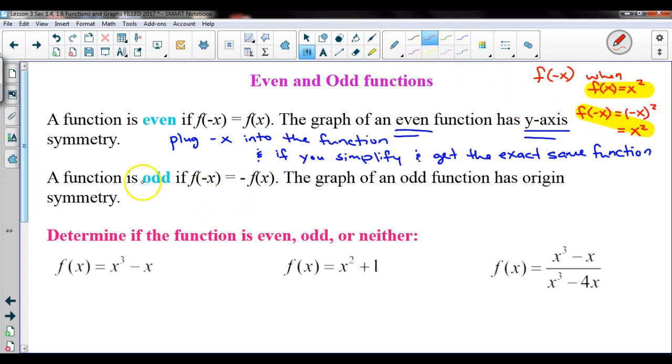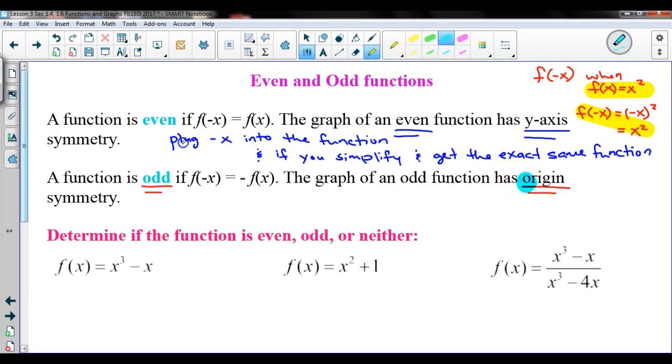So then for this one, a function is odd if f of negative x equals negative f of x. That means your original function, all the signs get changed. Basically, that's what that means. Negative f of x. It just changes all the signs, okay? And a function is odd if the graph has origin symmetry. It's very simple to remember this one, okay?